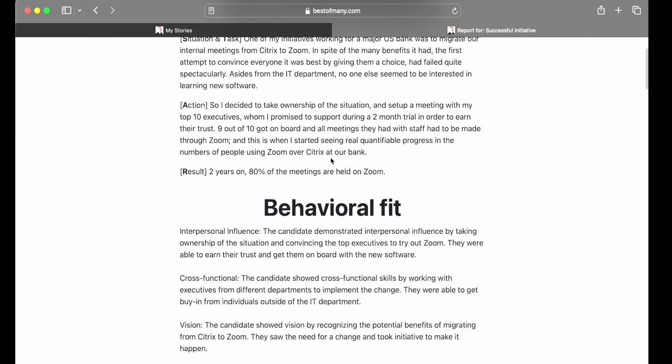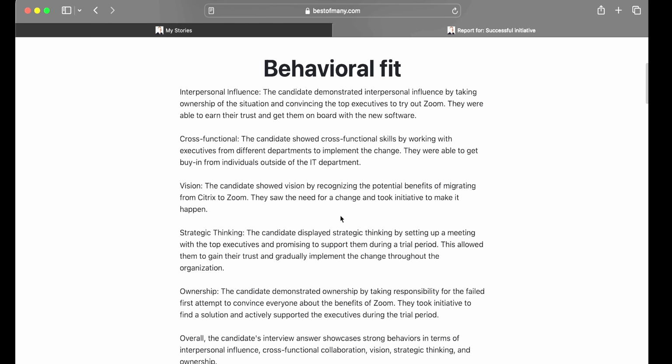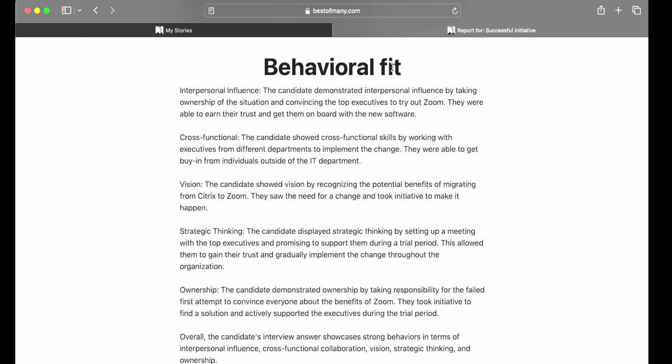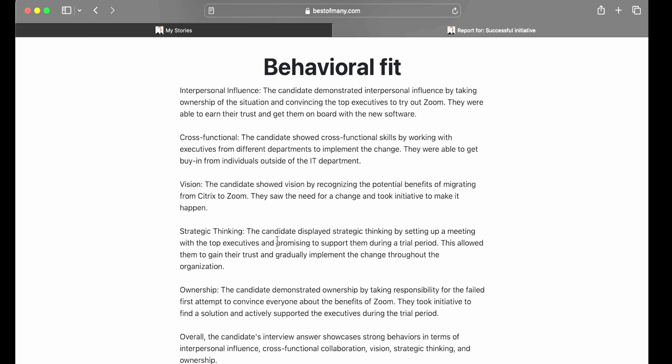So right on top we have the original answer we provided, and then the first section will be the behavioral fit, which basically means for each of these behaviors, it will test and see whether your answer fits into them. And as I told you, this answer is pretty strong, so each of these behaviors, interpersonal influence, cross-functional vision, strategic thinking, and ownership would work quite well for this type of answer. So in other words, the candidate will exhibit these behaviors for the purpose of a job interview.